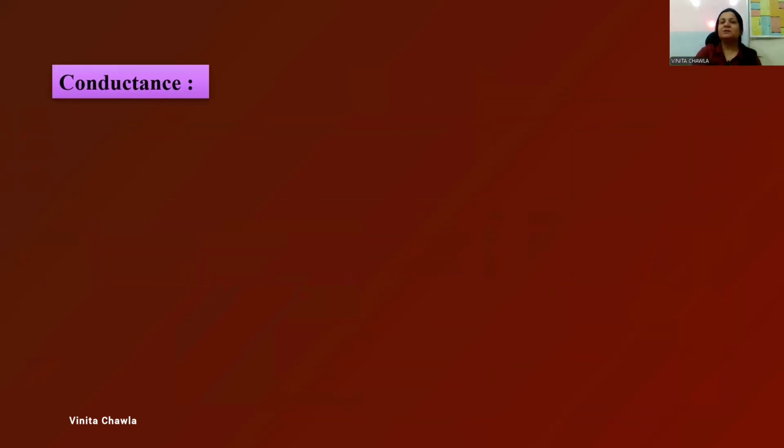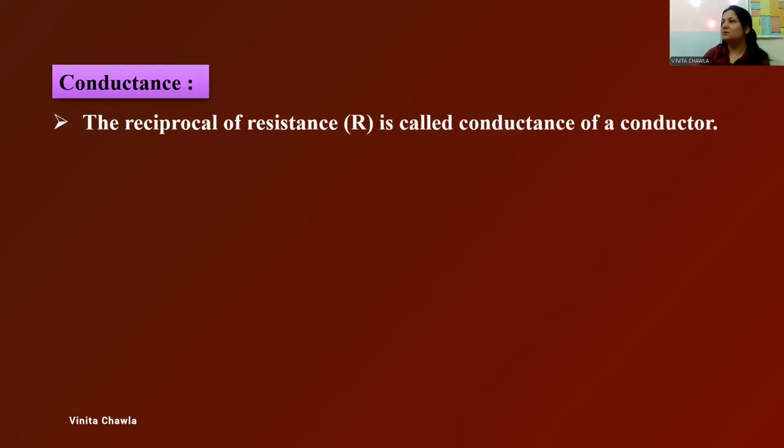So conductance is, see, resistance and conductance, right? Resistance means something which is obstructing or opposing or resisting the electrons so that electrons do not move. And conductance, on the other hand, is that which helps to conduct or move. That's conductance. So conductance is the reciprocal of resistance.